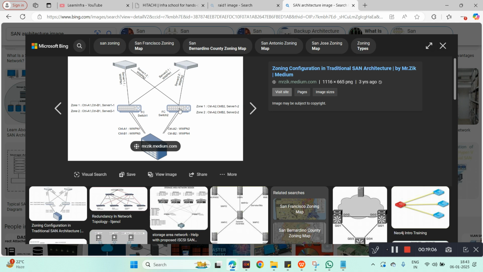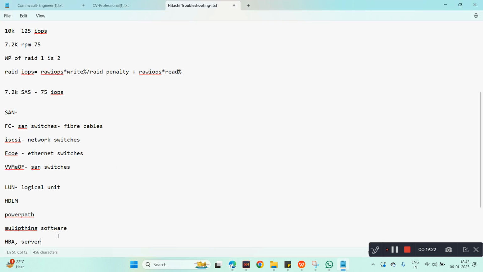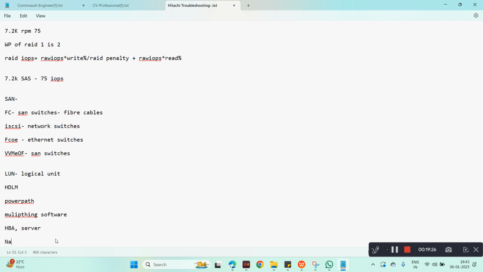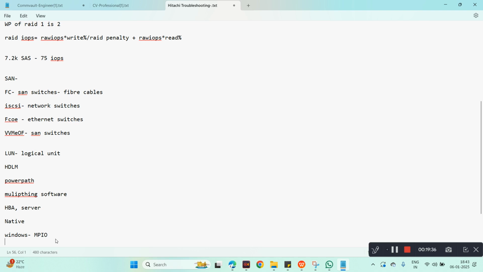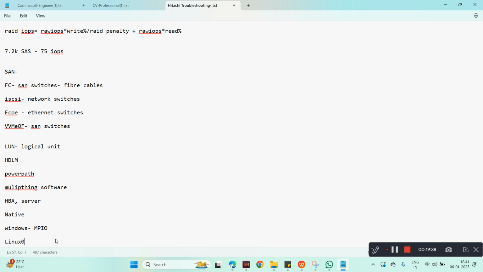The IOPS are going through these multiple paths, right? So workload distribution is happening in a round robin process, meaning the first IO goes here, the second IO goes there, and that is managed by your multipathing software on the server end. So you have to make sure that you have some multipathing software enabled. It can be native multipathing, which means it comes with the operating system. For Windows they call it MPIO. For Linux they call it multipath.